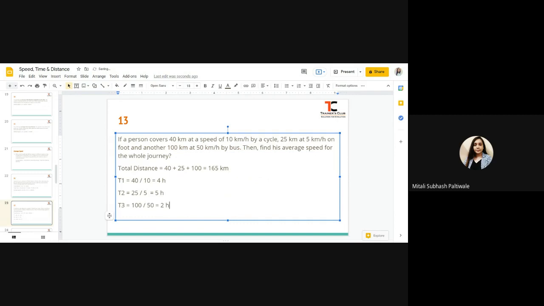So T1 plus T2 plus T3 will give me the complete total time, which is equal to 4 plus 5 plus 2, which is nothing but 11 hours. So total time is 11 hours.